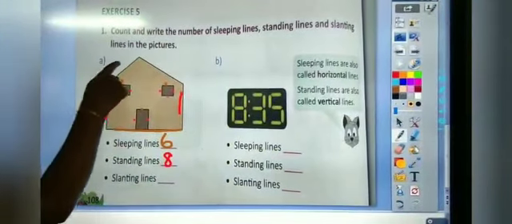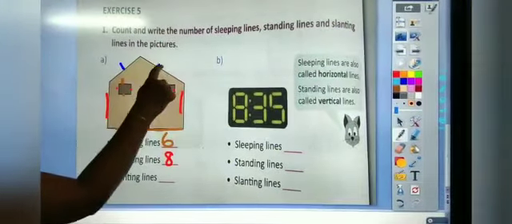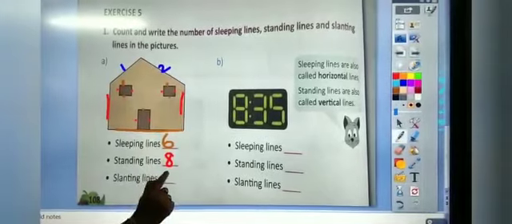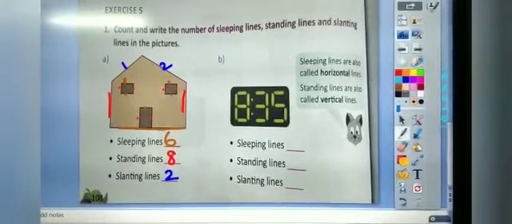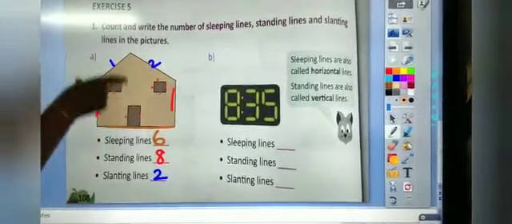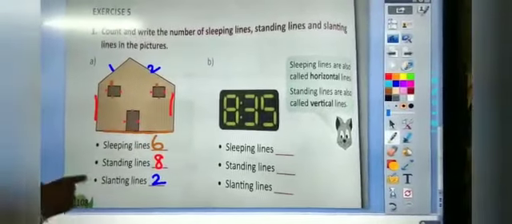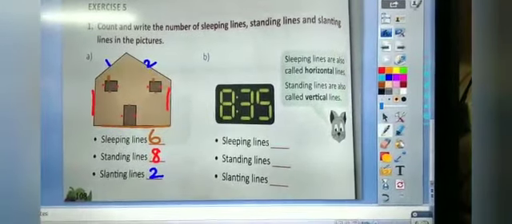And the last question is slanting lines. For these slanting lines, I picked the color blue. How many slanting lines? 1, 2. So how many slanting lines in this picture? 2 slanting lines. This is the way we have to identify the different types of lines in a given picture.